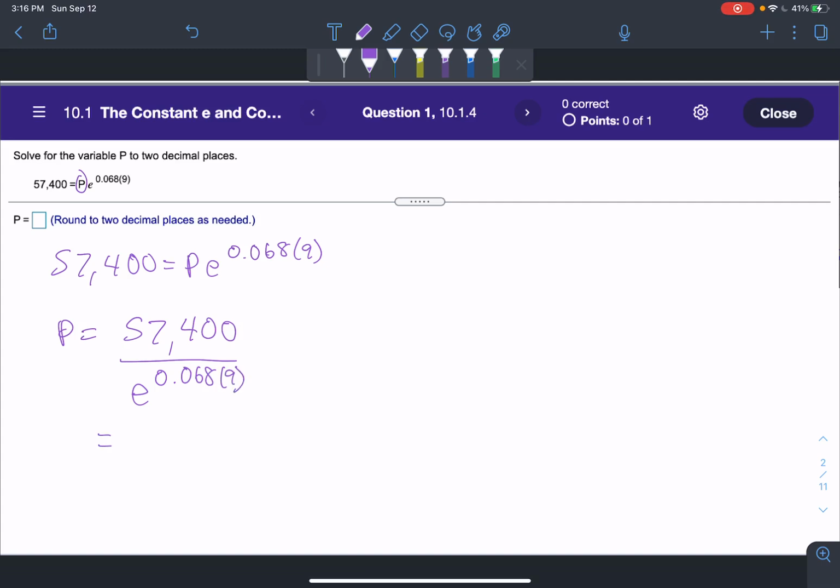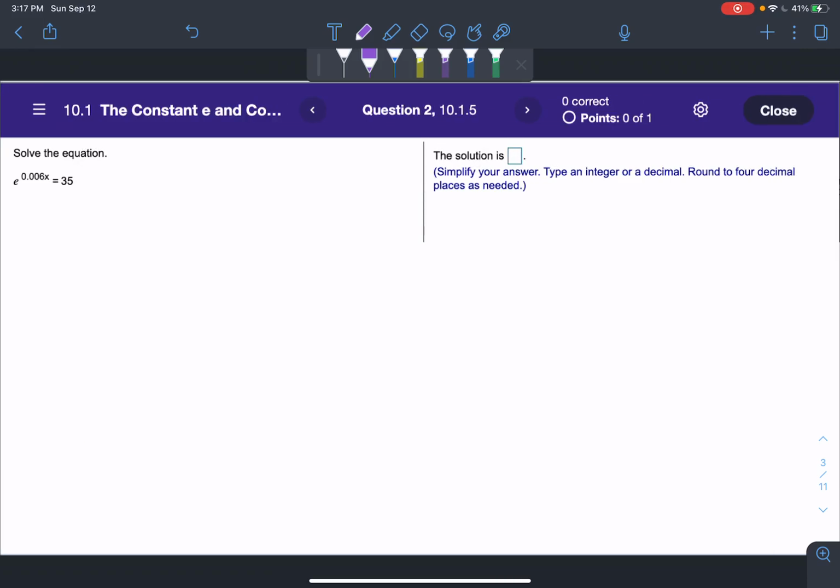Okay, and so you can put this in your calculator as this if you want to simplify that power on e a little bit further. In your calculator you should get 31,126.03. Remember, round to 2 decimal places. That's our P value.